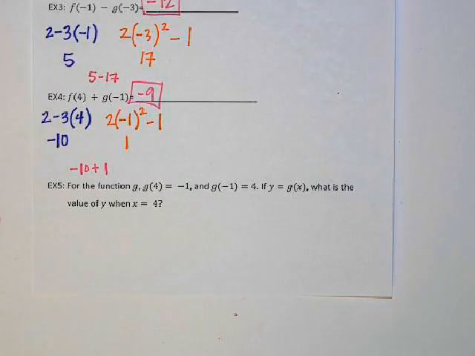Okay, for the function g, g of 4 equals -1, and g of -1 equals 4. If y equals g of x, what is the value of y when x is 4?